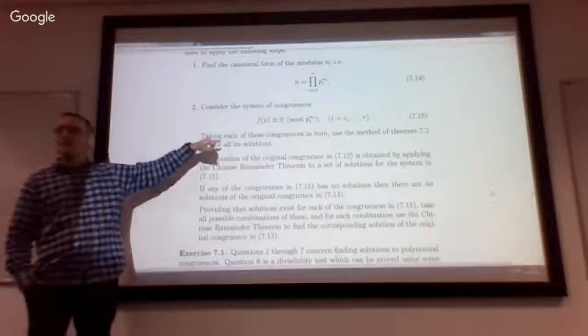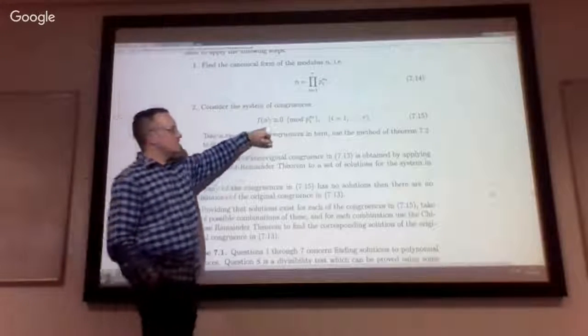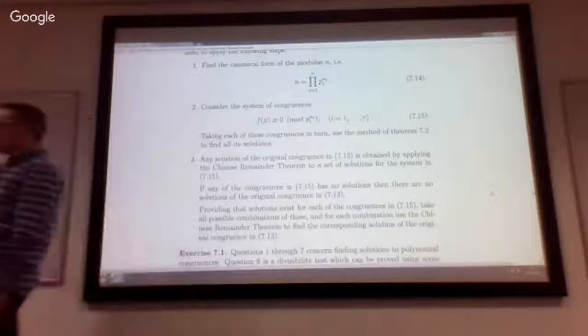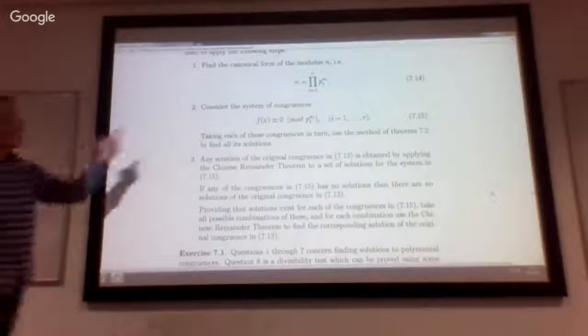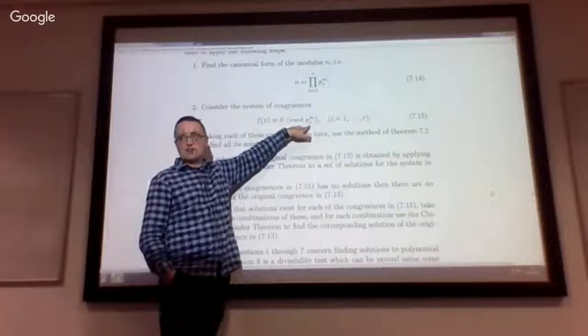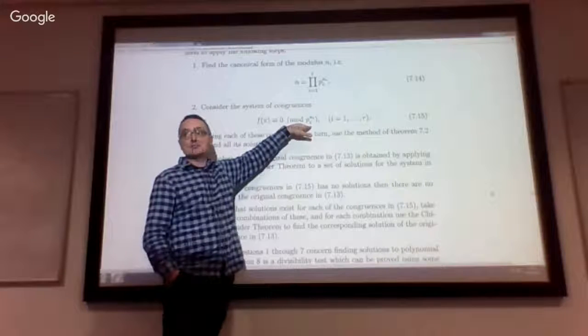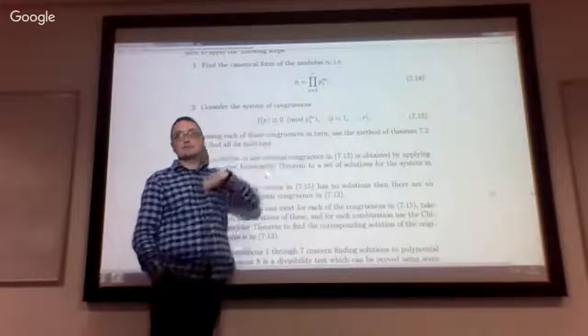The Chinese remainder theorem talked about a set of congruence classes, a set of different moduli, which were pairwise co-prime. An example of a set of moduli that are pairwise co-prime is this set of prime powers. Okay, so the primes are different.